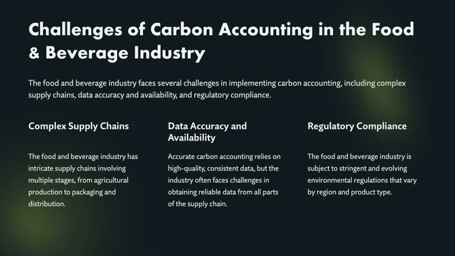And the last one is regulatory compliance. The food and beverage industry is subject to stringent and evolving environmental regulations that vary by region and product type. Keeping up with these regulations and ensuring compliance across all operations can be resource intensive and complex. Sustainium assists companies in staying ahead of regulatory changes with tools for accurate reporting and compliance management, reducing the risk of non-compliance and the associated penalties.